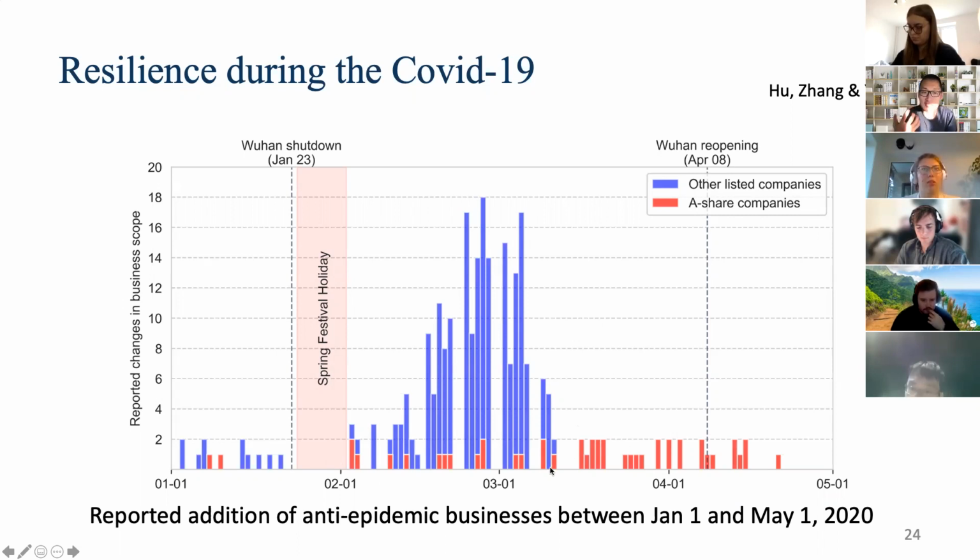include or add some businesses to cope with this COVID pandemic, and they started to produce these anti-epidemic products. Right? So here is the corresponding occurrence of this addition of business. So the question we want to ask is, do the companies that proactively cope with COVID by adding to their business scope do better than the other companies?